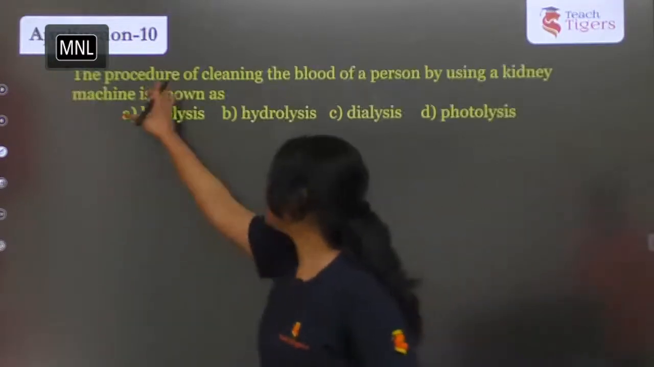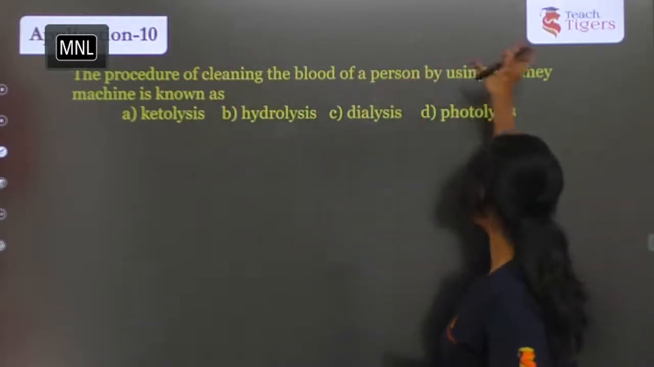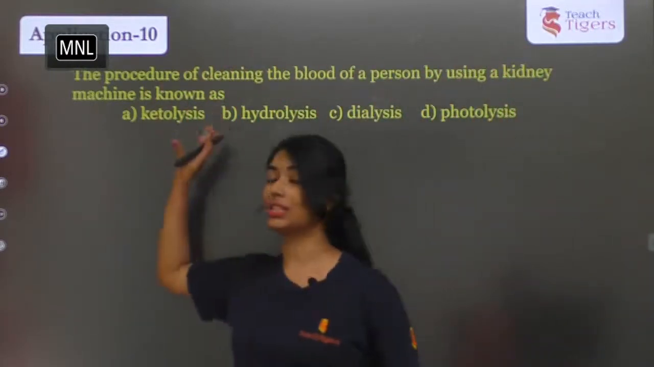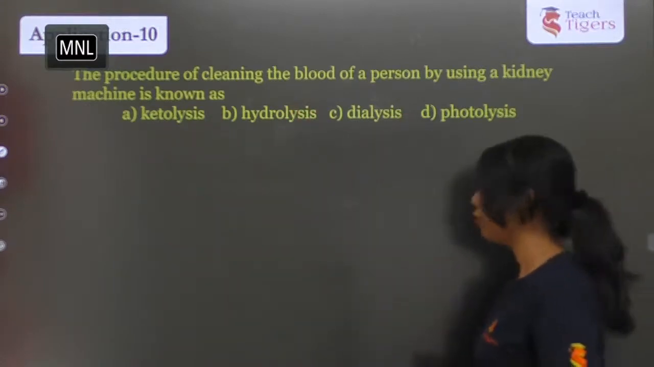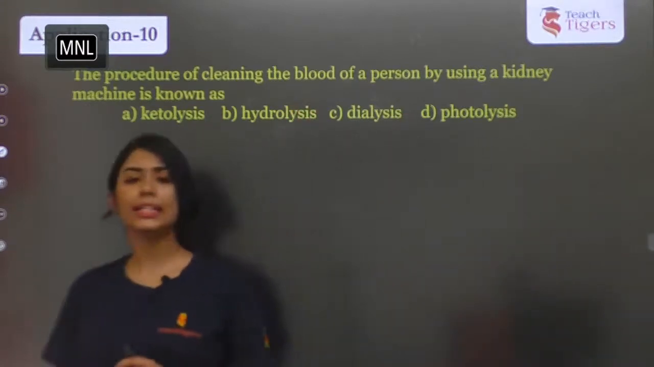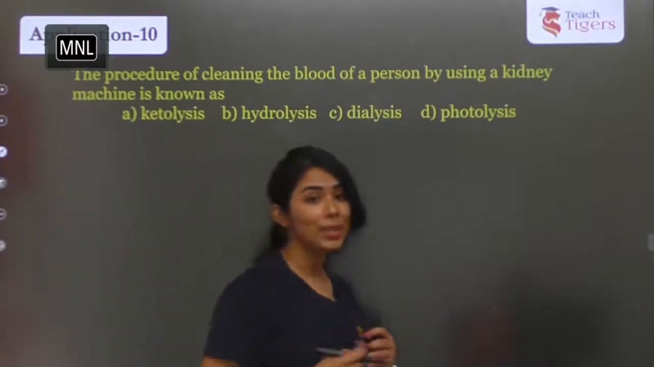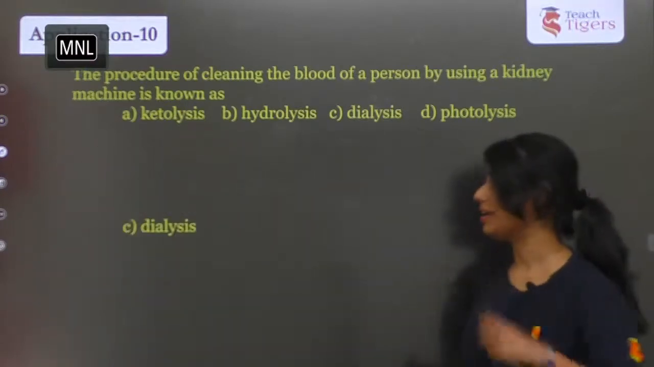Next, the procedure of cleaning the blood of a person by using a kidney machine is known as ketolysis, hydrolysis, dialysis or photolysis. Okay, this is also an easy one, right? You should be able to answer this. The process is known as dialysis.